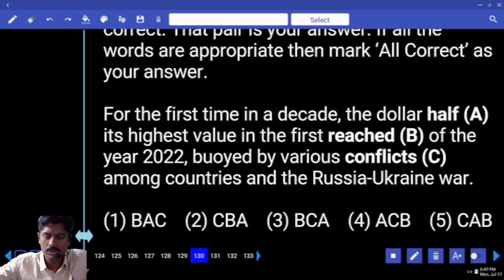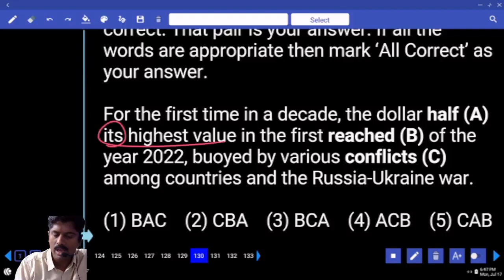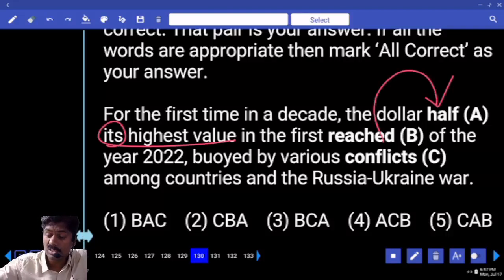For the first time in a decade, the dollar reached its highest value in the first half of the year 2022. So B, C, A.